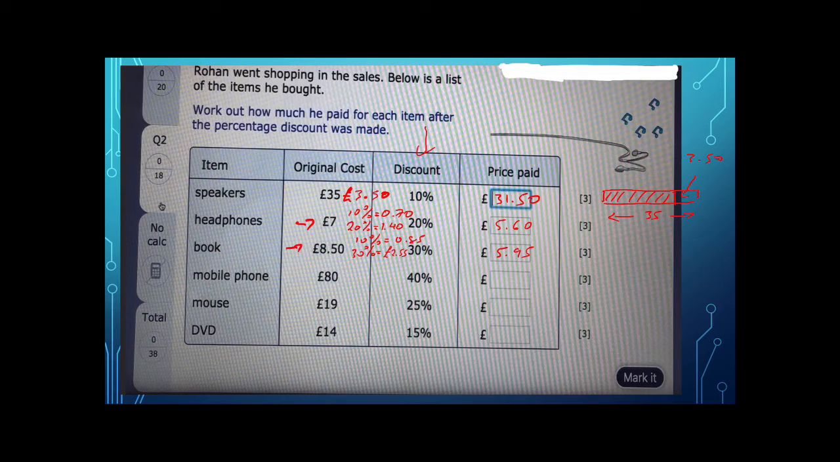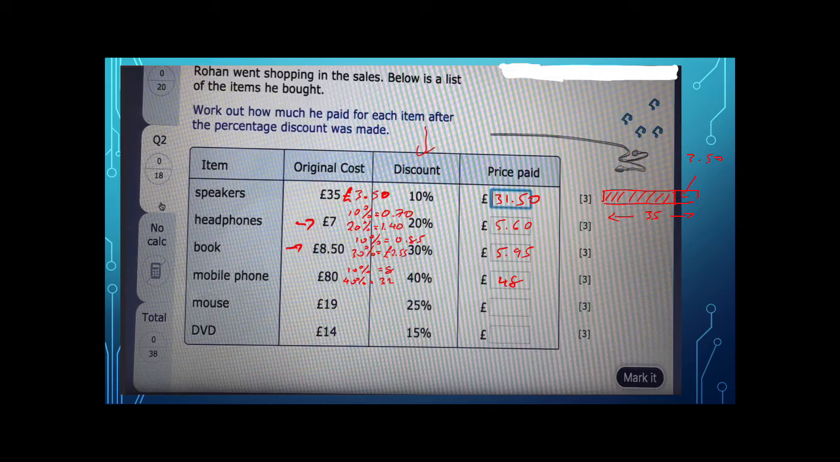The mobile phone looks like it's a really good deal. We've got 40% off, so again we need to find 10%, and 10% is £8, and 40% is 4 times that, which is £32. So we need to take £32 away from £80, which gives us £48.